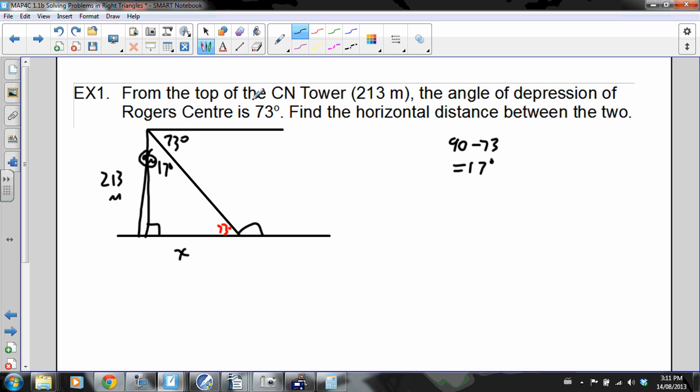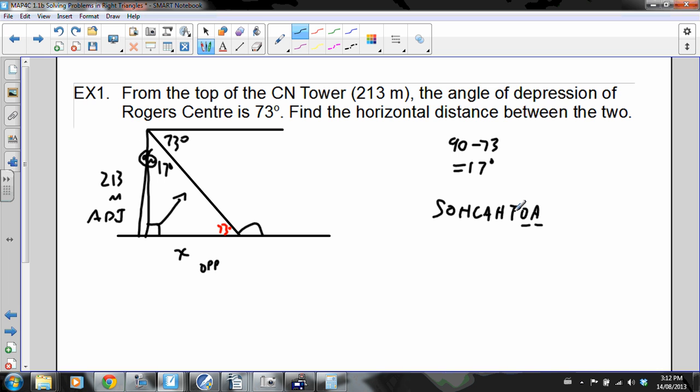But I think we've got the idea. So I'm going to use the 17-degree angle. That's the one that occurred to me first. So from the 17-degree angle, this is the opposite side. This is the adjacent. This is the hypotenuse, because the 90 degrees is pointing at it. Opposite and adjacent. So I'm going to use, which one am I going to use?